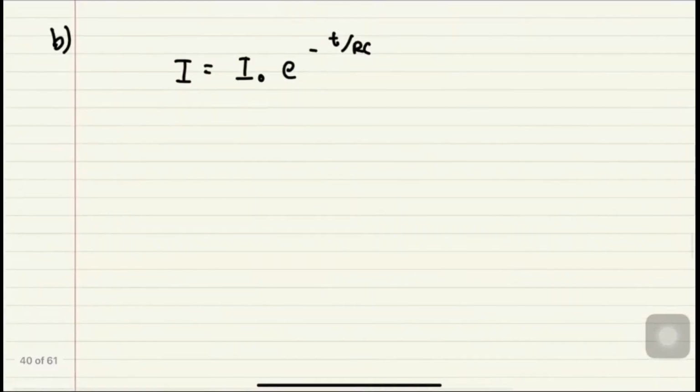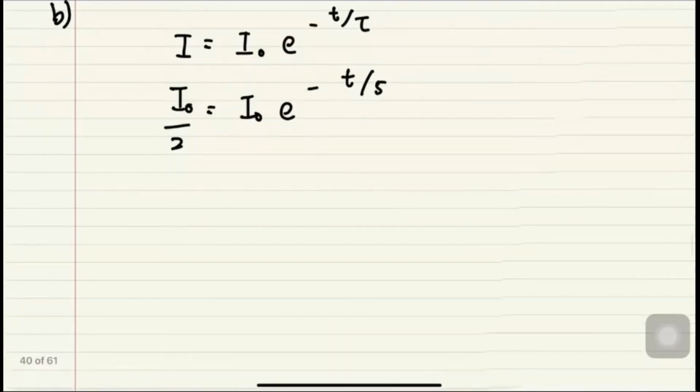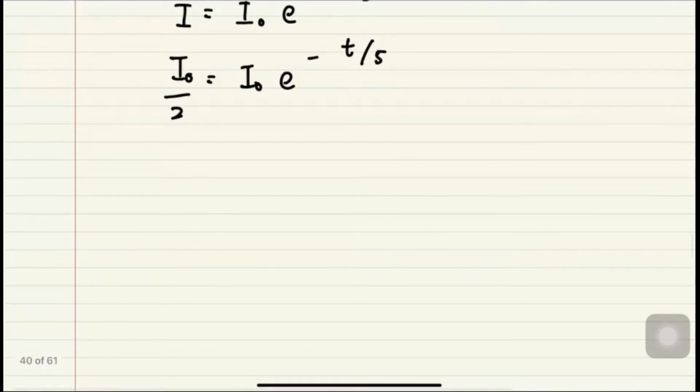Okay, because when I now take half of the maximum value, so I naught over 2 equals I naught exponent negative t over 5. Just now we already calculated the tau, right? So RC is equal to tau, and just change this one to tau. That was 5 seconds. Cancel out the I naught. So again, this one becomes ln 1 minus ln 2. And this one is negative t over 5 ln e.